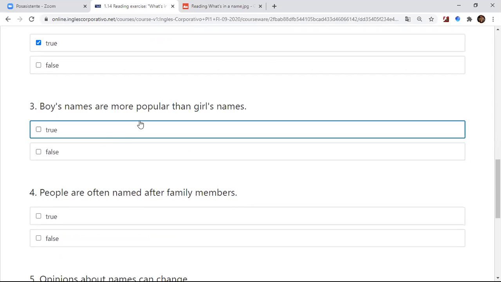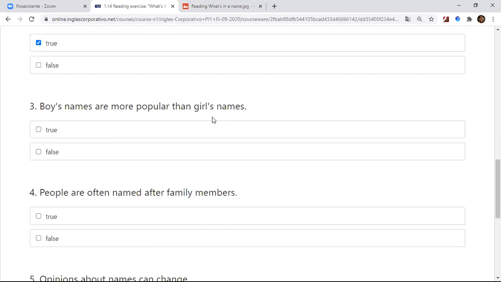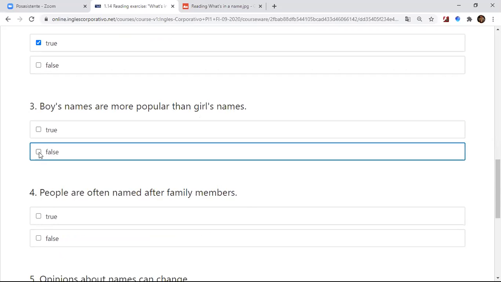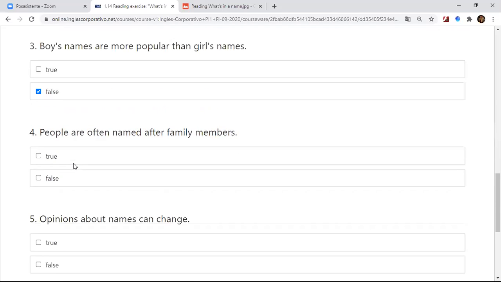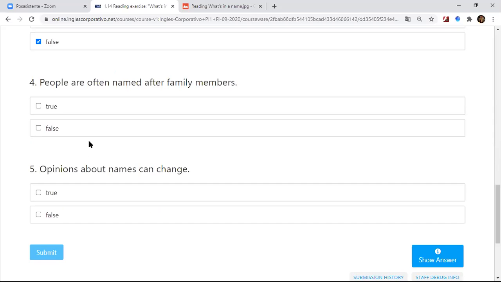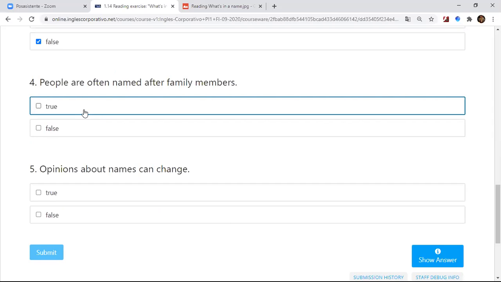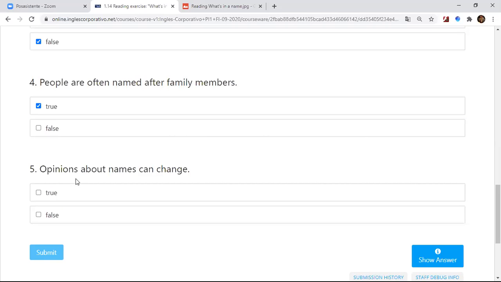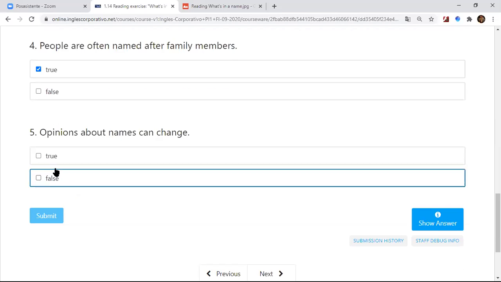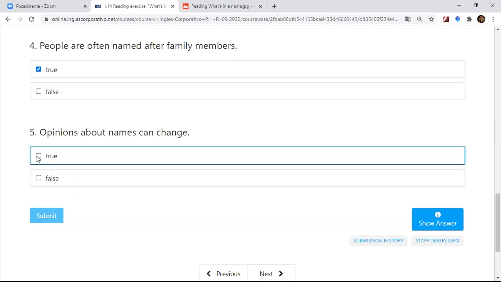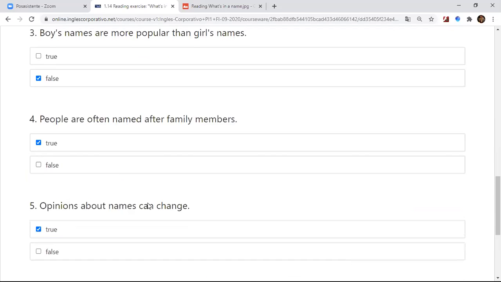Boys' names are more popular than girls' names. Los nombres de los muchachos son más populares. False. Okay. Now, people often name after family members. True. Opinions about names can change. True, yes. Yes, very good.